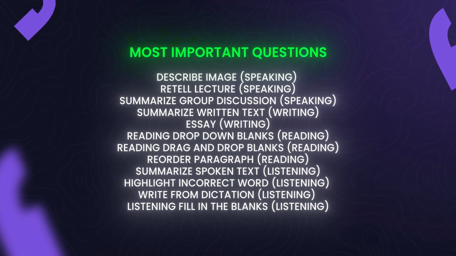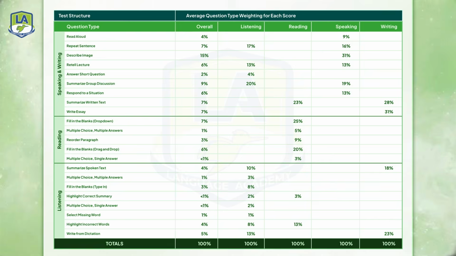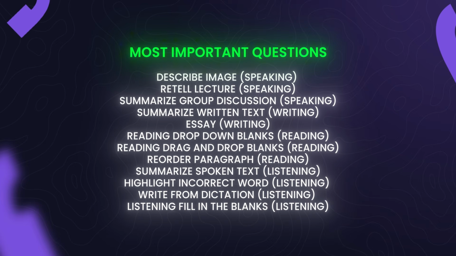So you have to focus on the question types here, which I have marked, which are important and which will give you high scores. You can take a screenshot so that you can refer to it afterwards. What are the important question types? I would still say describe image, retell lecture, summarize group discussion from speaking, extremely important. In writing, summarize written text is important. Essay is extremely important. You can see the score contribution as well. From reading, both the reading blanks and reorder paragraphs. From listening, summarize spoken text, highlight incorrect words, write from dictation, and listening fill in the blanks as well. We cannot ignore these.